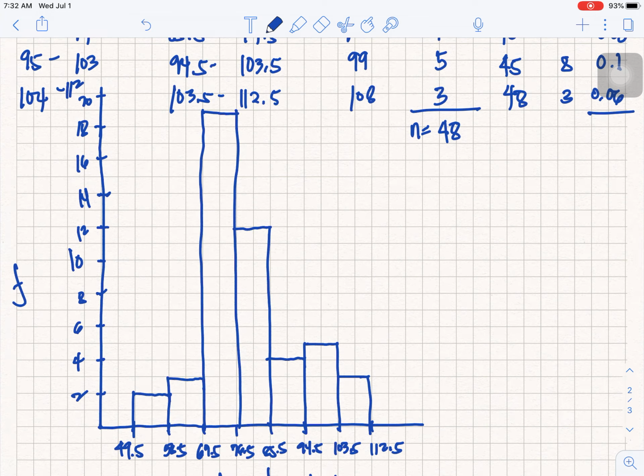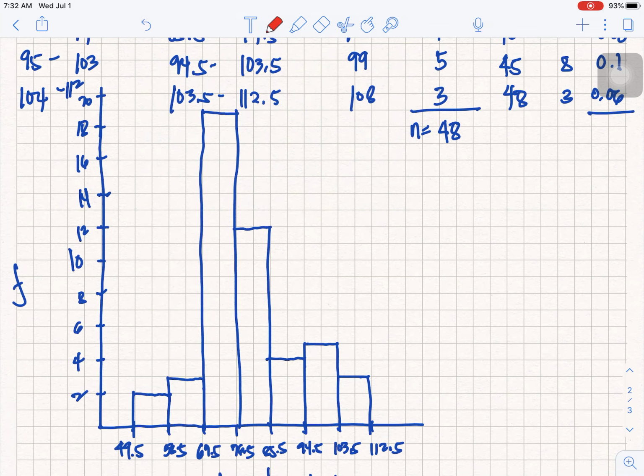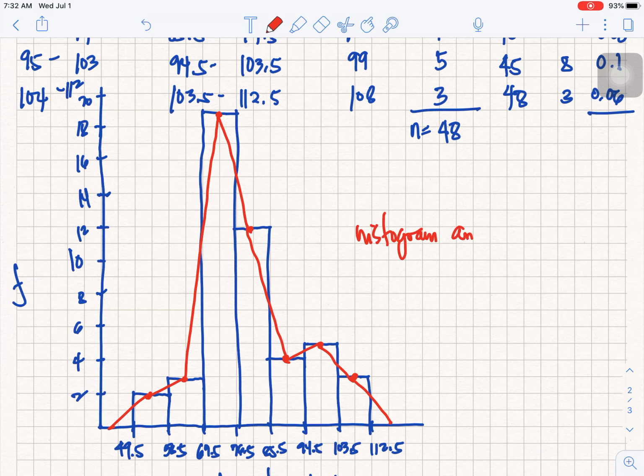Next is, let's draw our polygon. Let me change this to red color. So we need to locate the midpoints, and then from that, we connect the dots. Okay, so this is our polygon. There you go. This is our histogram and frequency polygon.